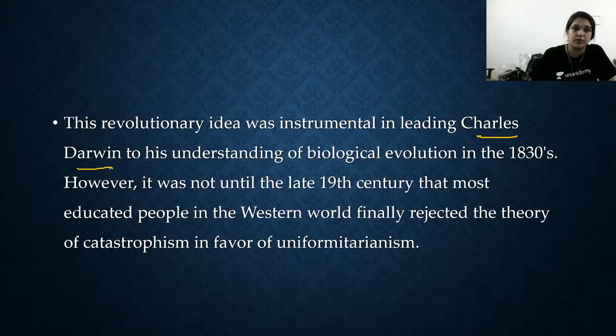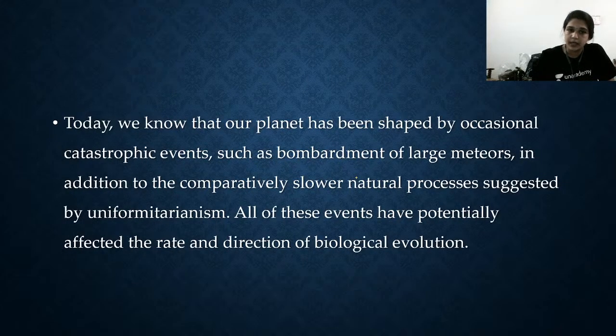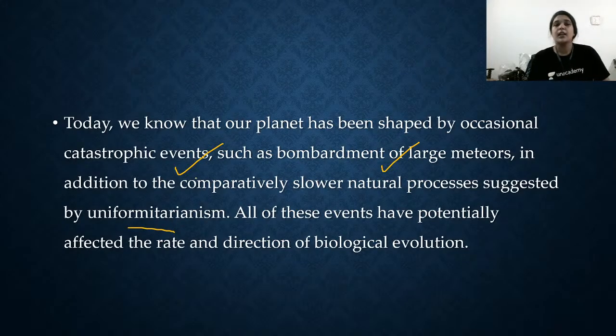Now we are coming to the most important part, Darwinism. Okay, understanding biological evolution in the 1830s. Fine. Okay, let's see what happened. Catastrophism, uniformitarianism, all these things. Today we know that our planet has been shaped by occasional catastrophic events such as bombardment of large meteors, then comparatively slower natural processes like uniformitarianism. Both happened. We cannot say one theory occurred and the other did not.